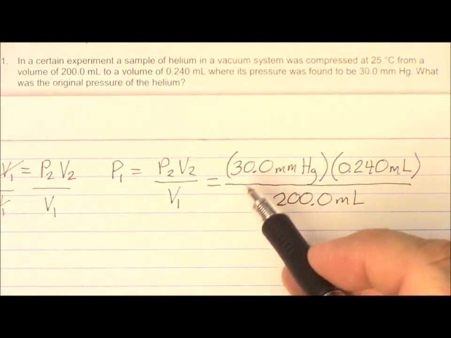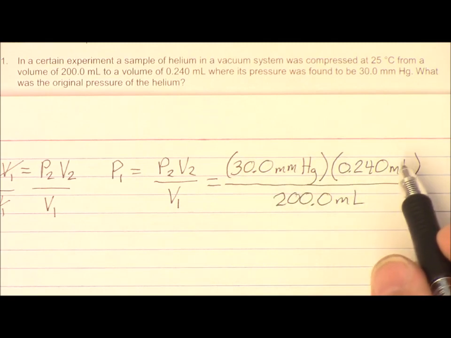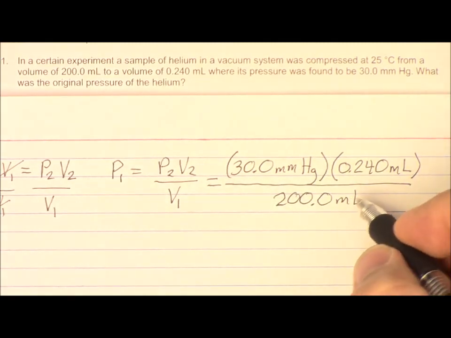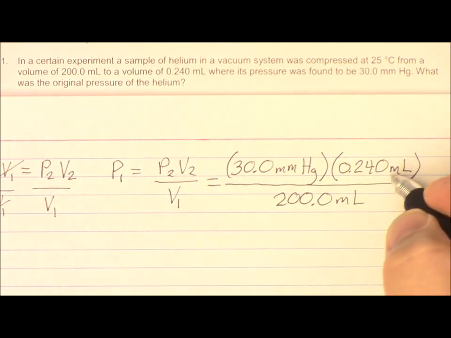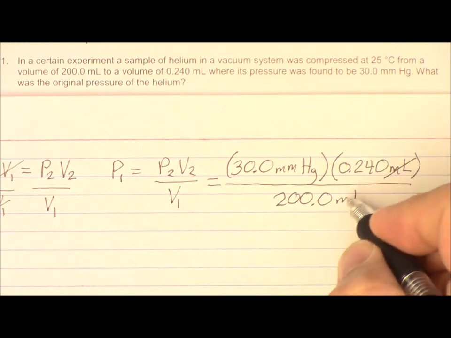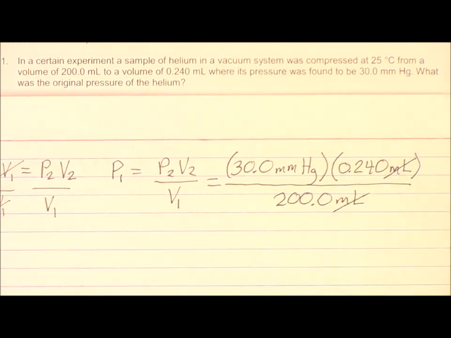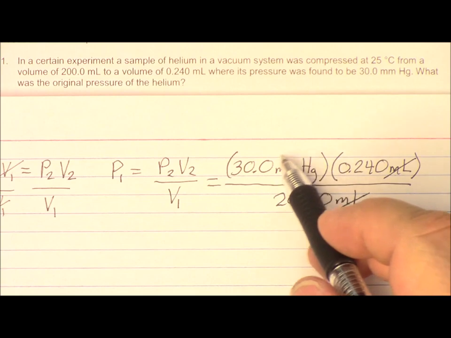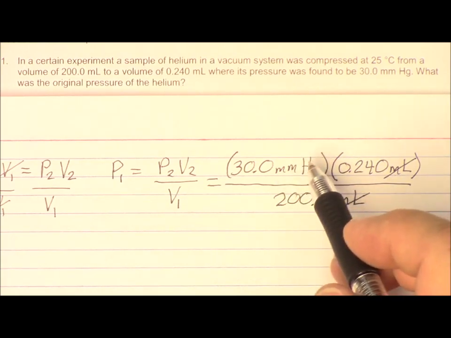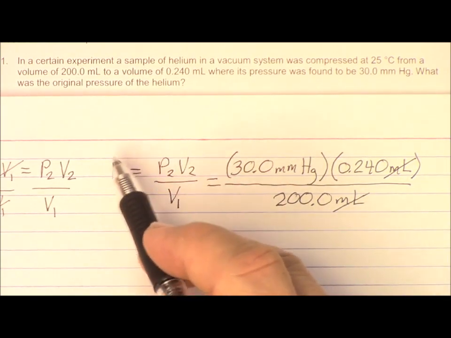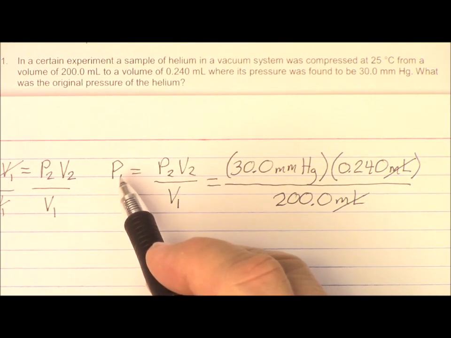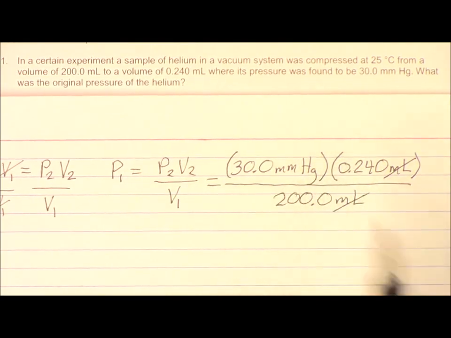Now that we've written out the equation with the values substituted in, it's a good idea to look at the units. Will they cancel properly? Well, milliliters will cancel with milliliters, and the remaining units are millimeters of mercury, which is good because you're looking for a pressure. So let's get a calculator and do this calculation.